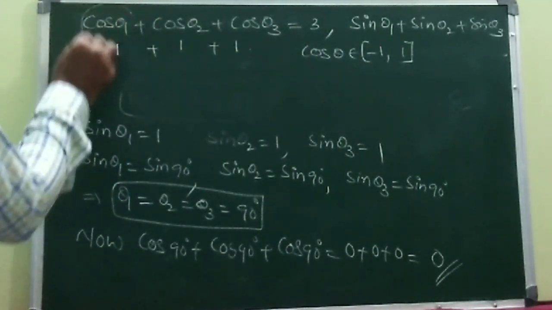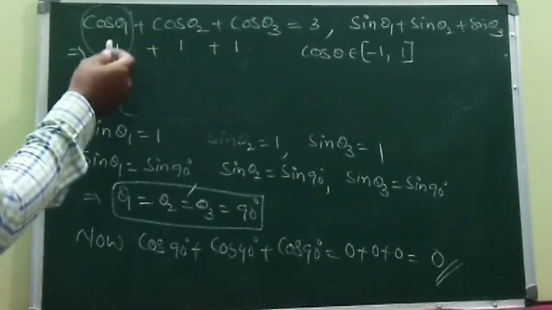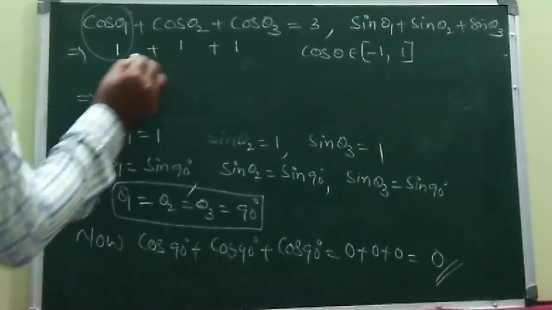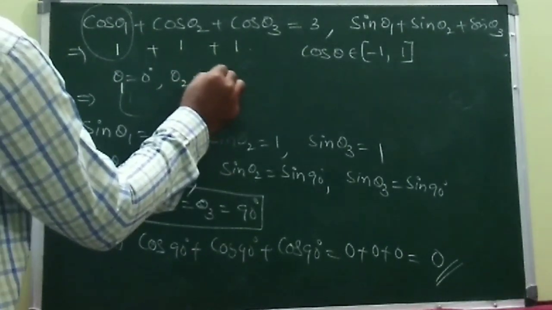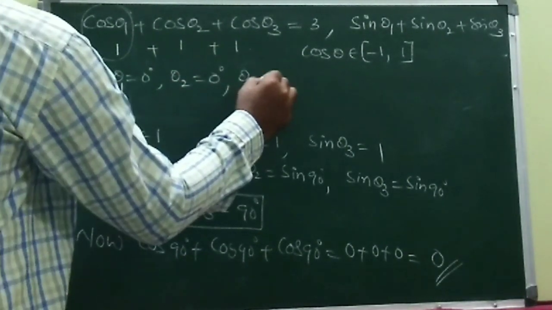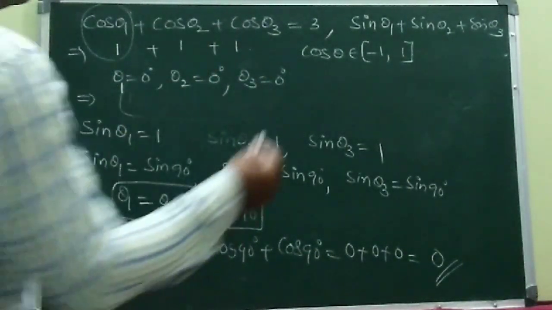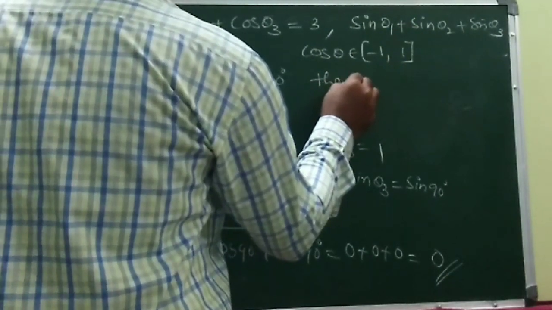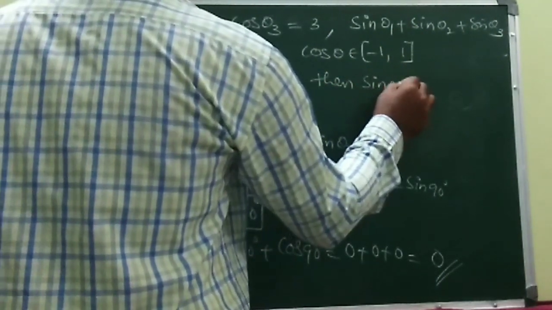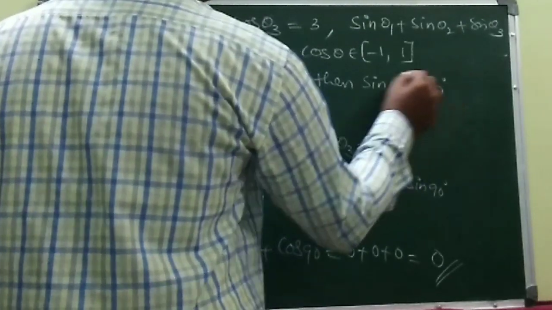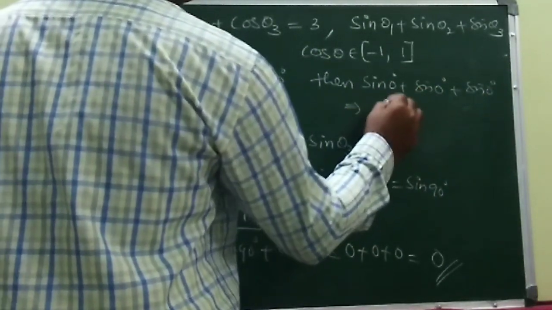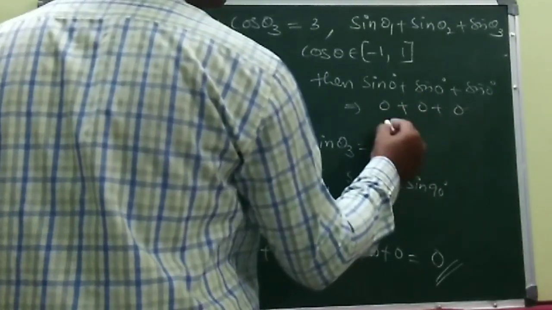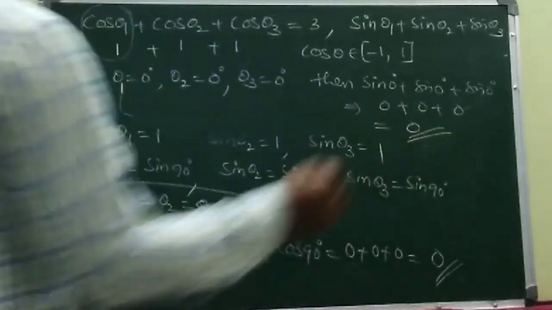When you equate cos theta 1 to 1, theta must be 0. So theta 1 equals 0 degrees, theta 2 equals 0 degrees, and theta 3 also 0 degrees. If you substitute, we get sine 0 plus sine 0 plus sine 0. Sine 0 is nothing but 0, so 0 plus 0 plus 0. Once again the answer is 0.